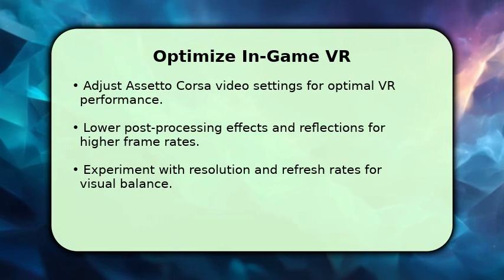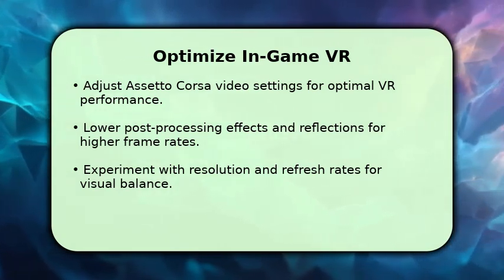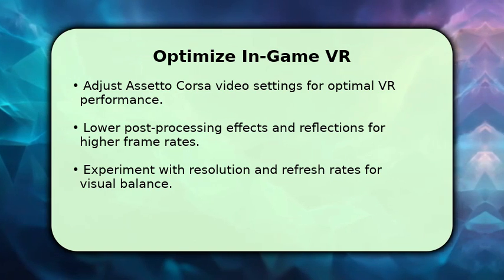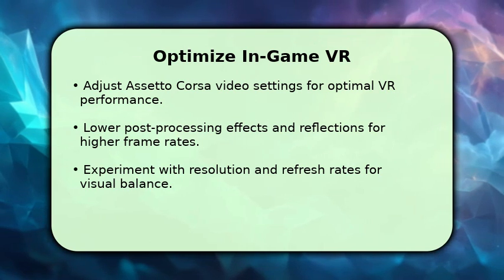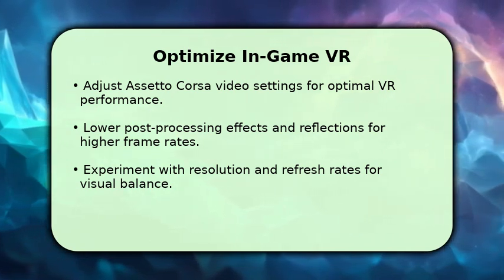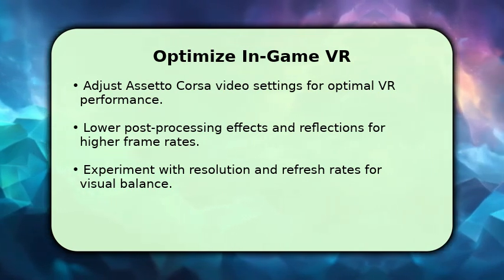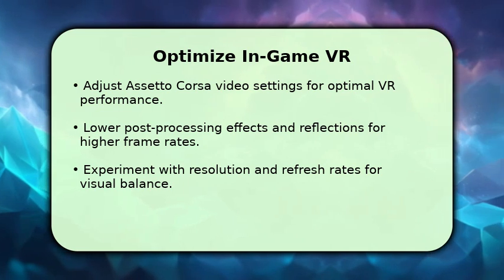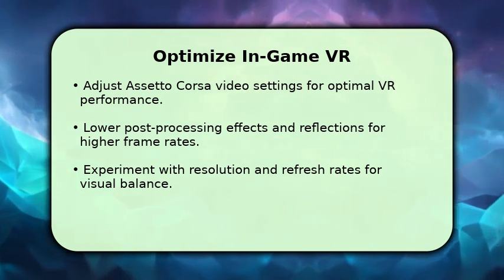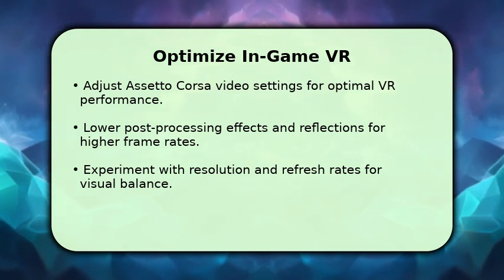Once in Assetto Corsa, navigate to the video settings. Prioritize frame rate over ultra-high graphics for a comfortable VR experience. Reduce post-processing effects and reflections, as these can be demanding in virtual reality. Experiment with your resolution and refresh rate settings to find a good balance between visual quality and smooth performance. Small adjustments here can make a big difference in immersion.